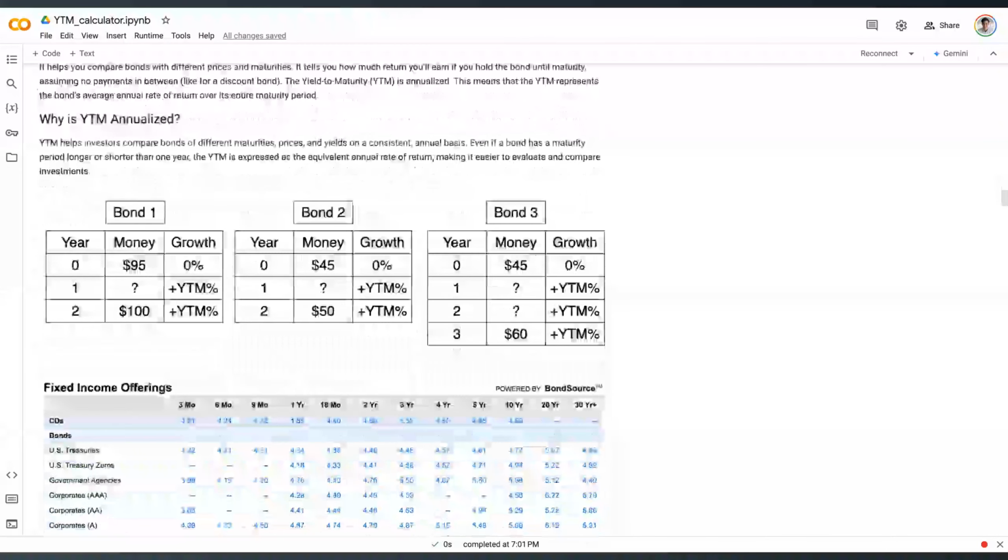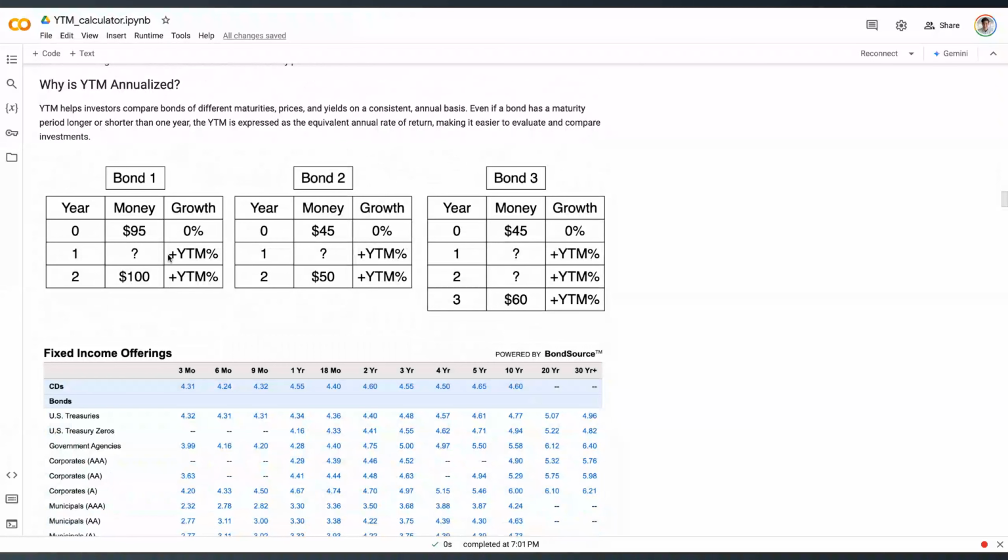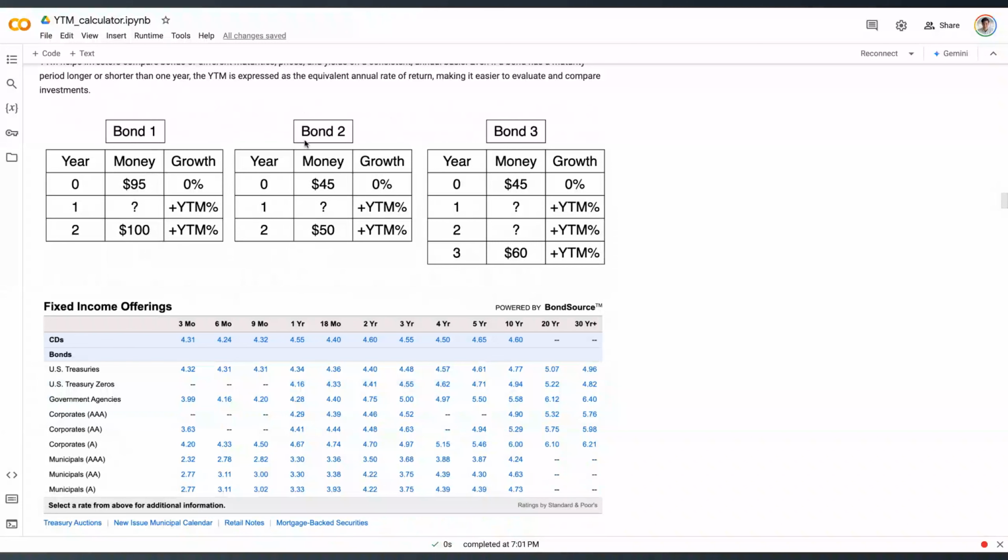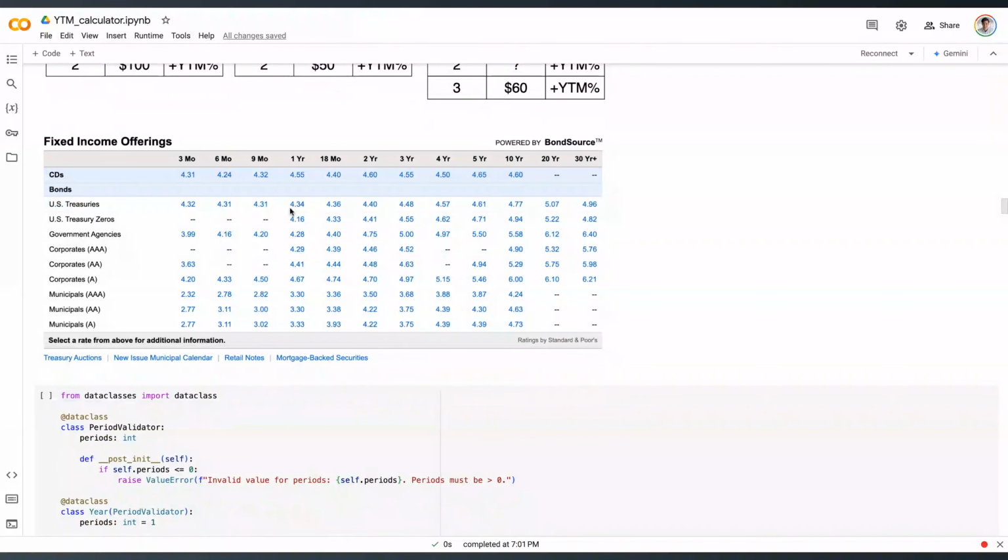And why is it important? Because the yield to maturity metric allows you to compare bonds of different maturities and prices. So for instance, here you have 3 types of bonds. They have different maturities and they have different face values. How do you know where you should invest? By the way, in trading platforms where you can buy bonds, you can often see fixed income offerings showing yield to maturities for bonds of different maturities, and that allows you to compare them.